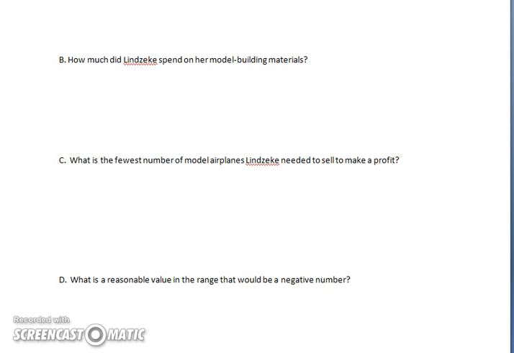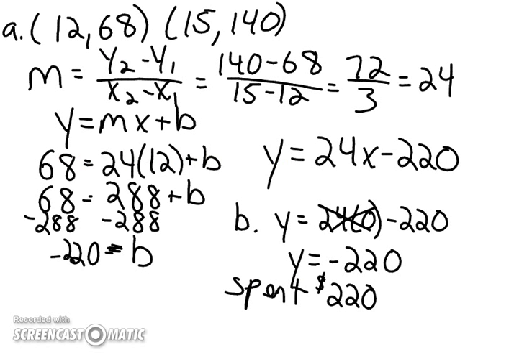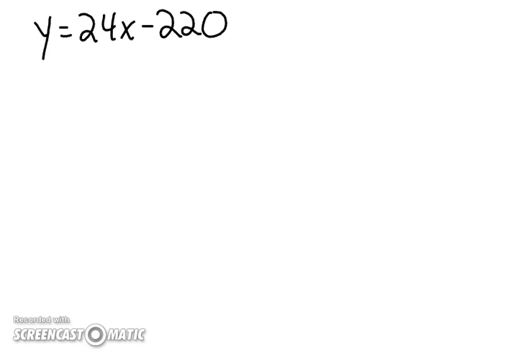What is the fewest number of model airplanes Lynn Zeke needs to sell to make a profit? If Lynn Zeke wants to make a profit, we really just need the equation. So we have y equals 24x minus 220. That's the equation. If Lynn Zeke wants to make a profit, that simply means that she sells more model airplanes in value than what it cost her to buy the materials.